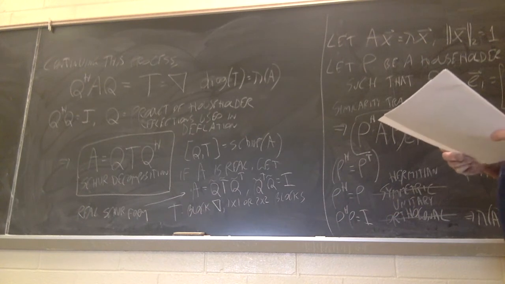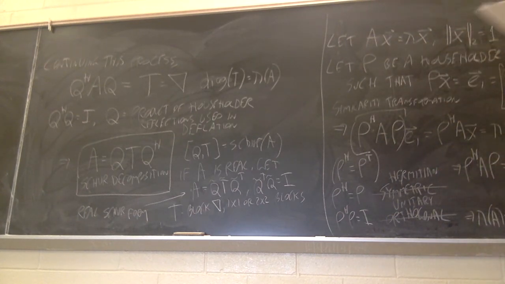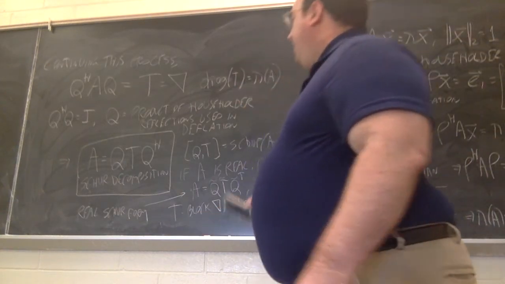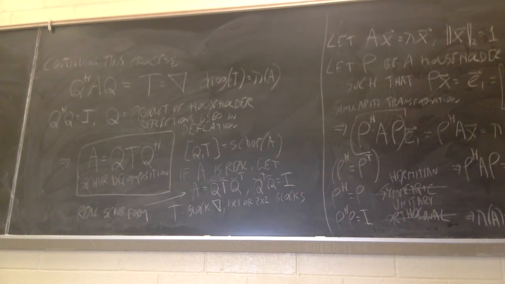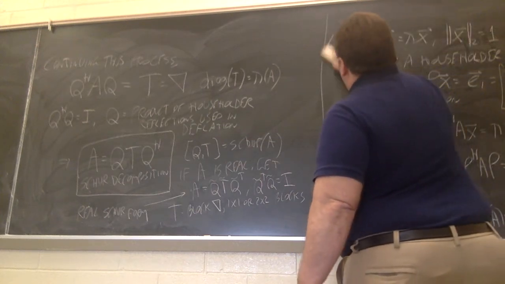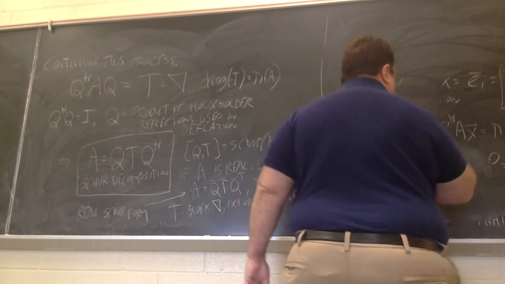Okay. Now, one thing I want to emphasize, though, is that even though this gives us the eigenvalues of A, for a general matrix A, it does not give us eigenvectors, unfortunately. So I need to talk a little bit about that.